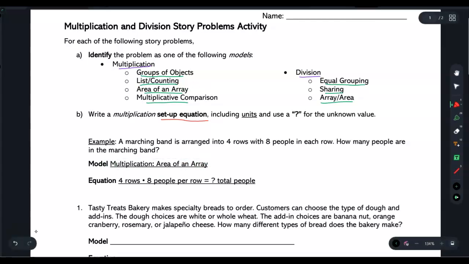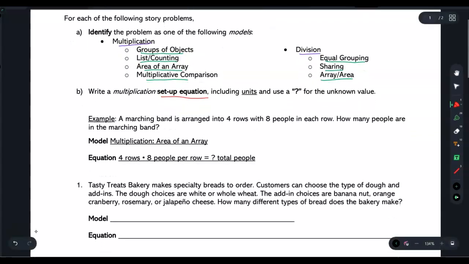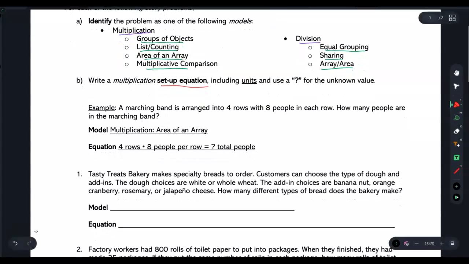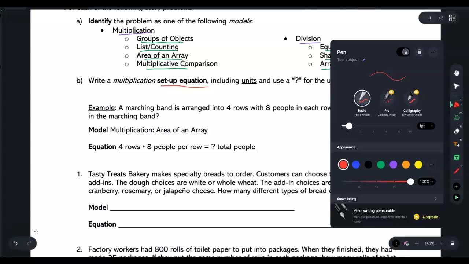So then let's go ahead and look at some of these problems and work through them. So looking at this one, number 1, Tasty Treats Bakery makes specialty breads to order. Customers can choose the type of dough and add-ins. The dough choices are white or whole wheat. The add-in choices are banana nut, orange, cranberry, rosemary, or jalapeno cheese. How many different types of bread does the bakery make? So this one is talking about the number of dough choices and the number of add-in choices to get how many different types we can get. This would be a list or counting problem.